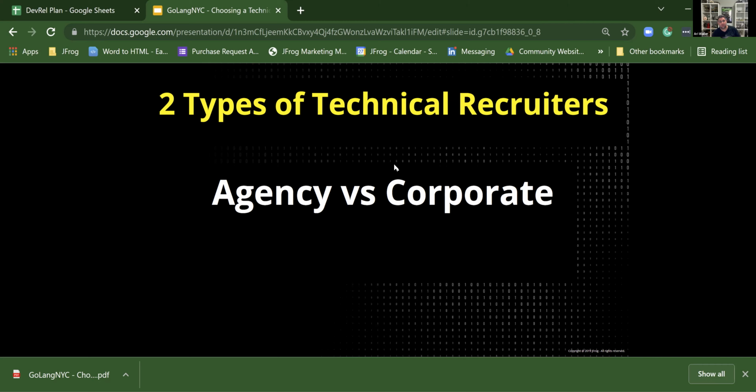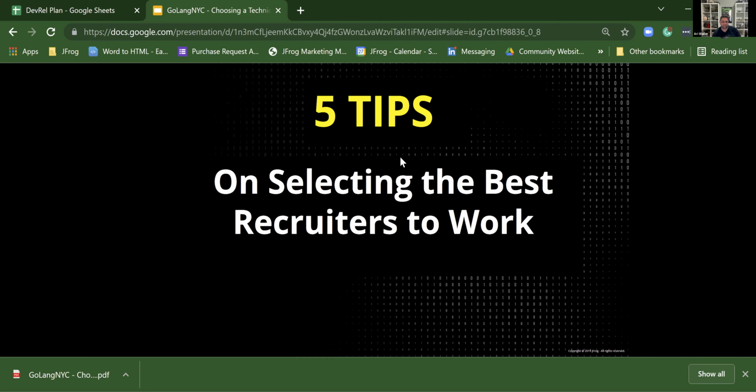Corporate recruiters are the ones that wave the company flag, like they're calling you from Google, Amazon, Twitter, and they're looking to hire you. And there's some great corporate recruiters too. In fact, many of the best corporate recruiters actually started out in an agency environment, and they transferred that skill set into the corporate world. So there's the difference, but we're going to focus primarily on agency recruiters tonight. And we're going to talk about the ones that are probably leaving most of the messages, whether it be text or voicemail or email for you. And we're going to talk about five tips on selecting the best recruiters to work with.